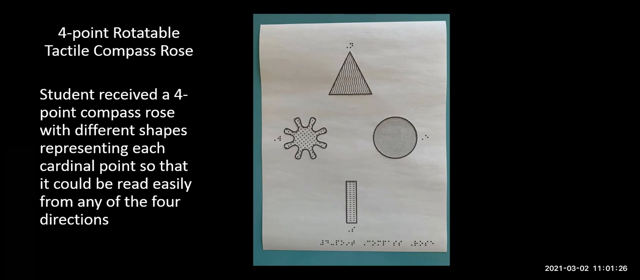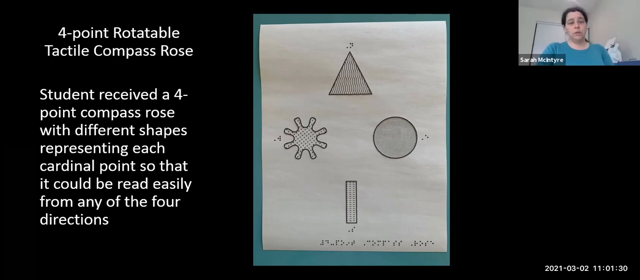Great. Thank you. So the 4-point rotatable compass rose. When we first started talking about cardinal directions with this student, the first thing she told me is, I can't read Braille upside down. So what I wanted her to do was to get used to looking at the compass not only with north as the oriented point, but what if south is at the top? What if west is at the top? If you're facing east, where is north and south? If you're facing west, where is north and south?